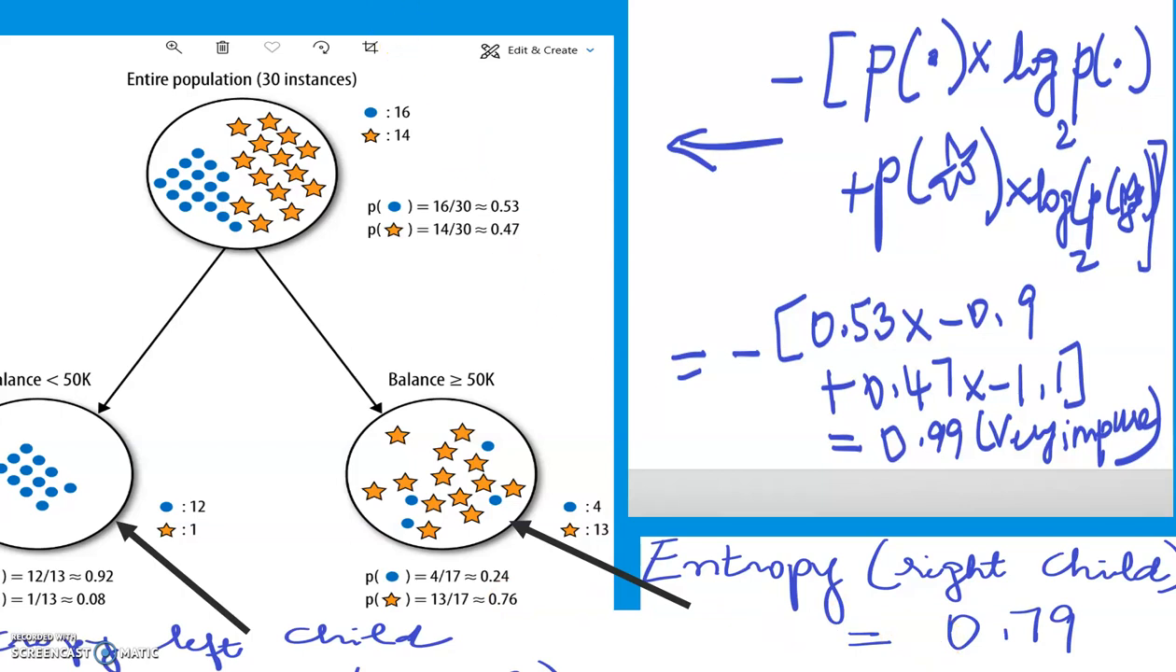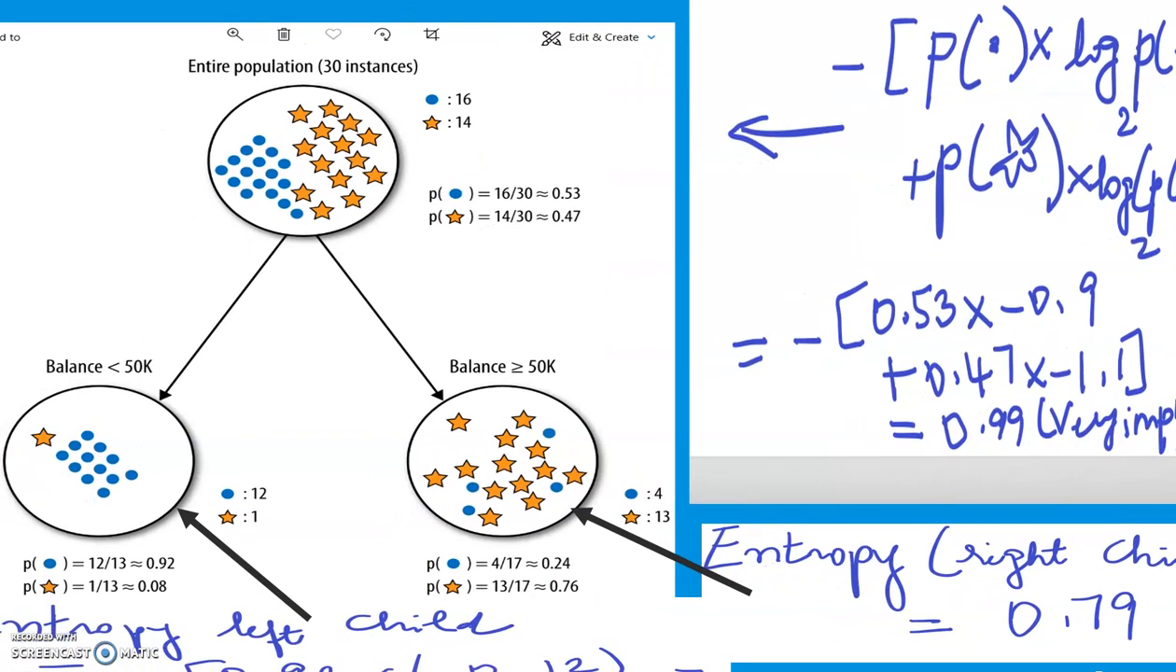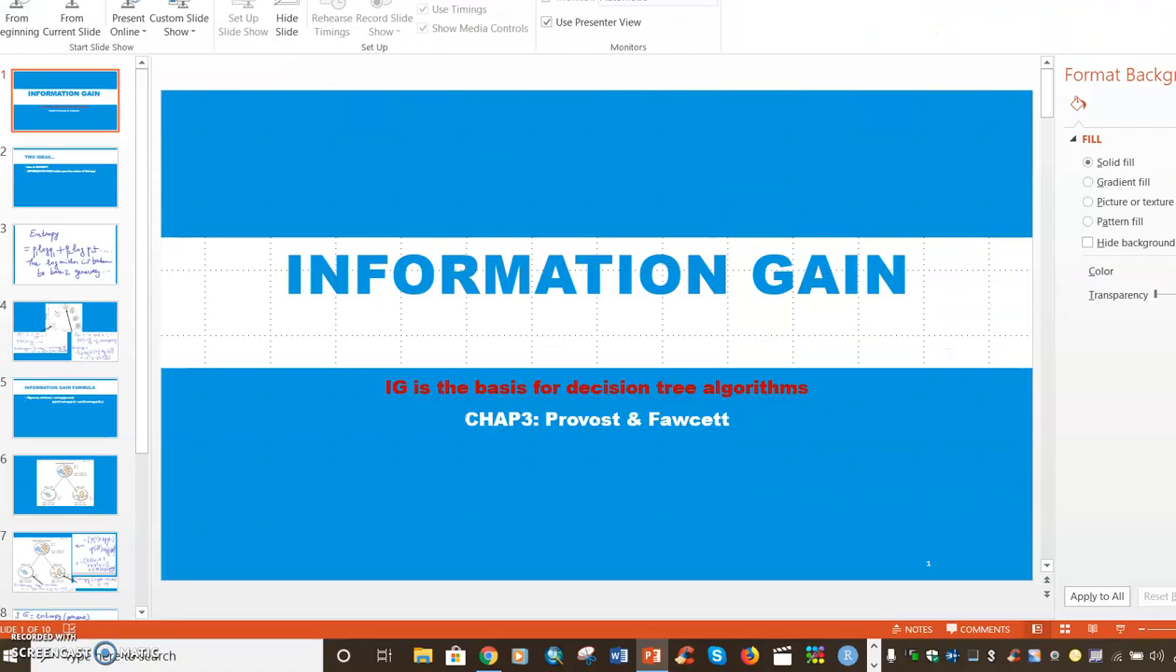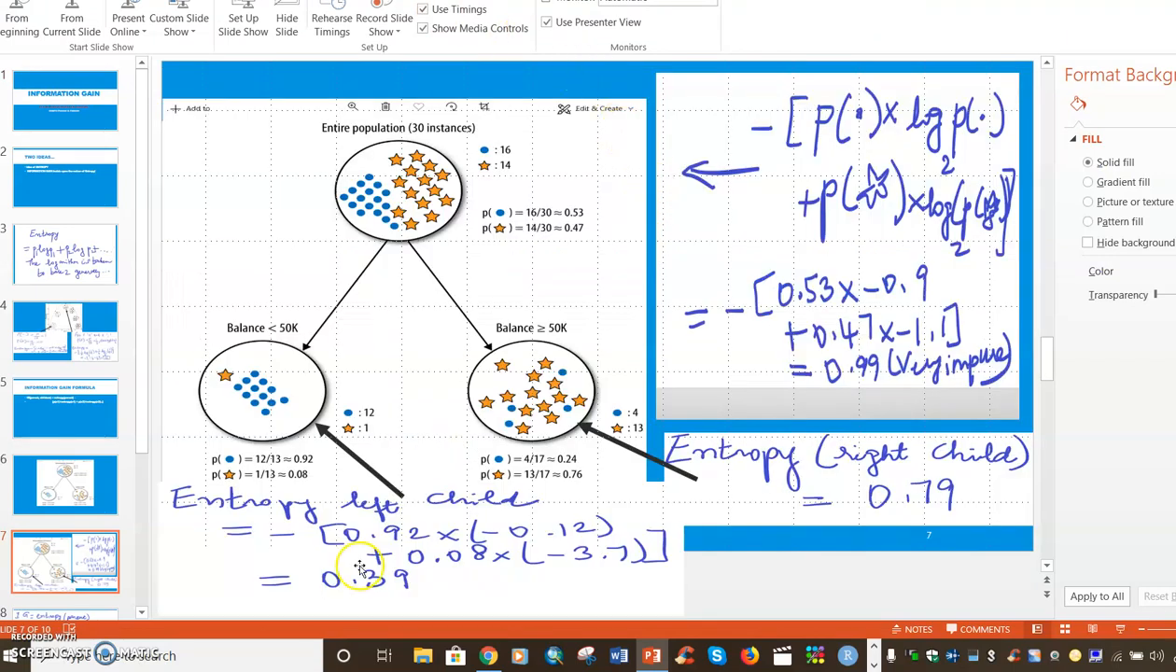You can do the same thing for the left child. You can compute the entropy of the left child. Let me just show you the entropy of the left child right there. The entropy of the left child is going to be negative of 0.92 times negative 0.12, that's the probability times log of 0.92, plus 0.08 times negative 3.7, that's the log of 0.08 to the base 2. And so the entropy of the left child turns out to be 0.39.